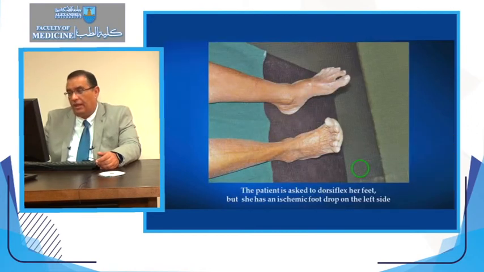As you see here, the patient is asked to dorsiflex her feet and she has an ischemic foot drop of the left side. She can dorsiflex the right foot, but the left foot is not, and this is because the dorsiflexion comes from the leg. Dorsiflexion comes from the leg muscles, while the toes movement comes from the intrinsic foot muscles.